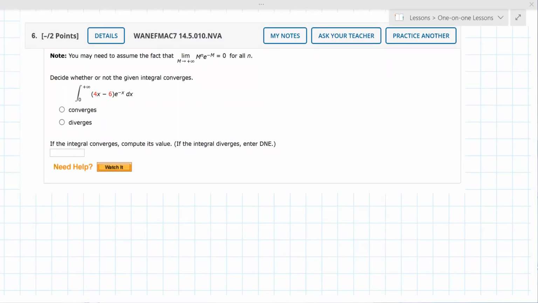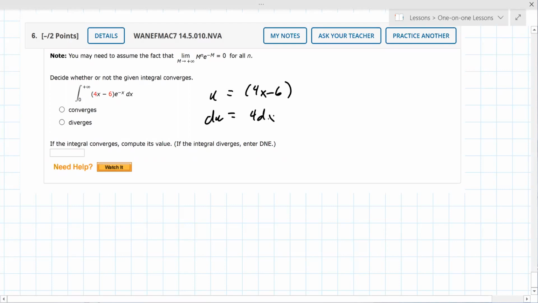All right. So this one is quite complicated because it's an integration by parts problem, because of this thing in front. So just a brief review here: u equals 4x minus 6, du equals 4 dx, dv equals e to the minus x dx, and v equals minus e to the minus x. And we're integrating those two.